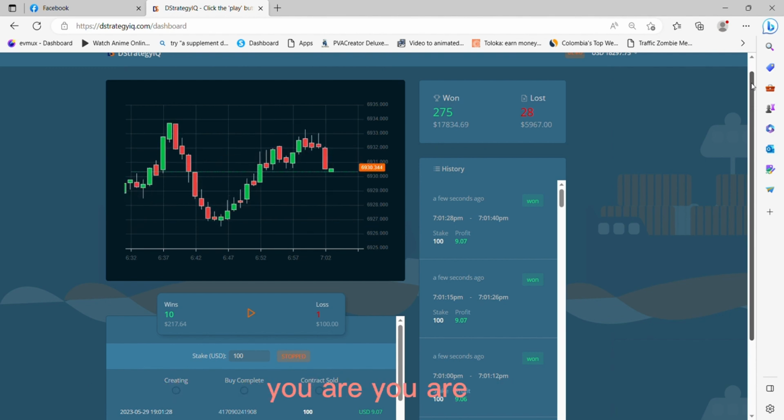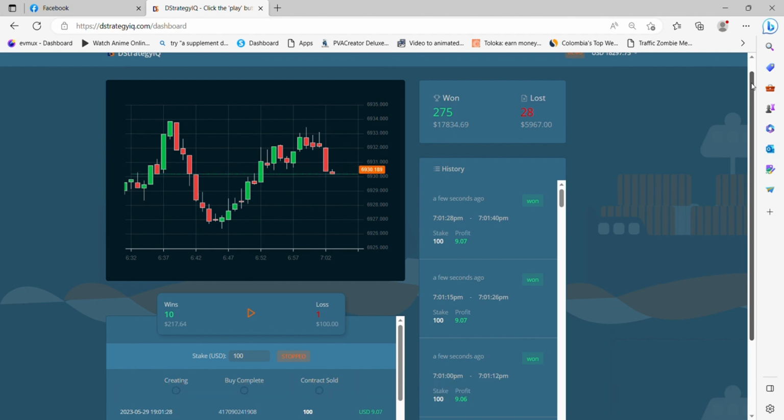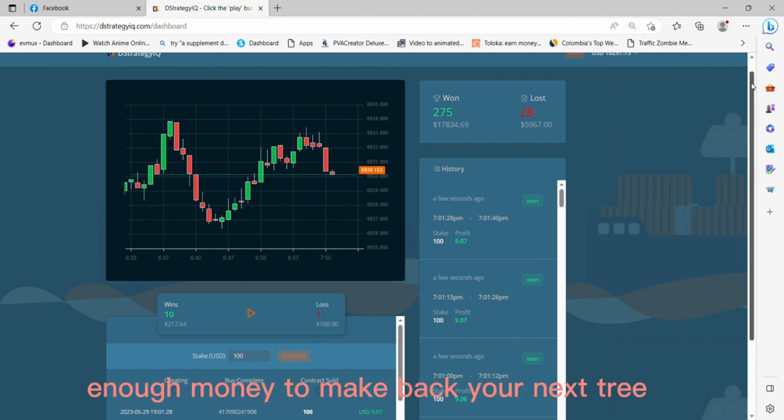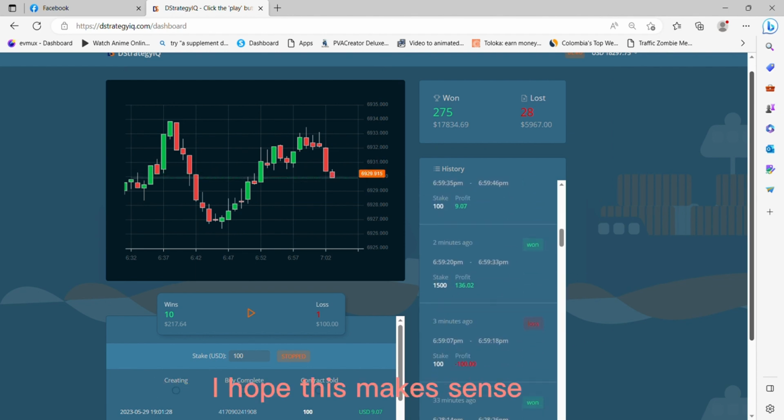Everything you need to do is to make sure that you have enough money to make back your next trade, to make back your Martingale. Okay, I hope this makes sense.